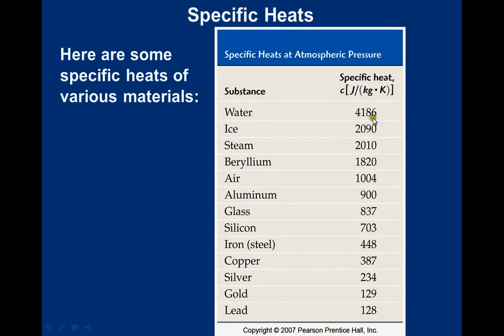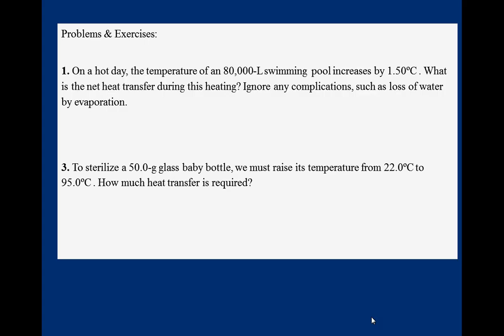So water, 4186. It's really huge, a high heat capacity. That's why we use it for any number of ways of transferring heat around, and you'll see more of that when we get into heat engines and thermodynamics. Ice has a smaller heat capacity. Steam has a smaller heat capacity. Aluminum down to lead. How much energy you need to add in order to get it to increase in temperature.